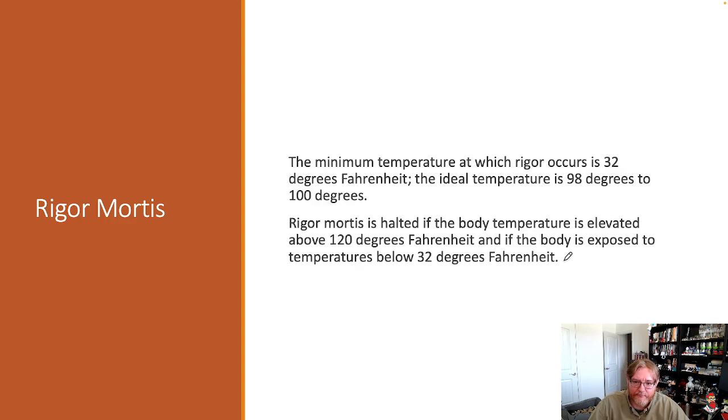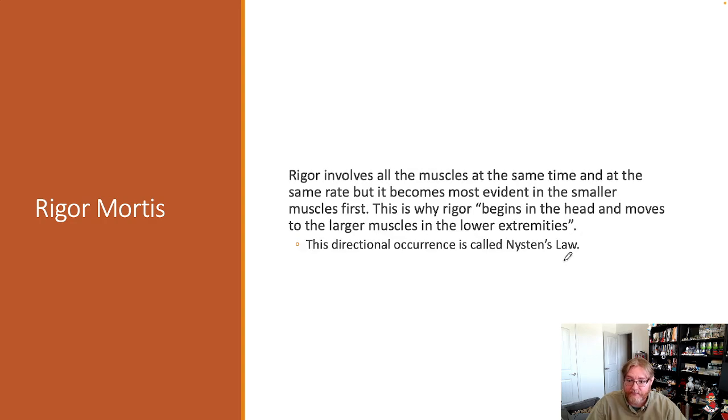The minimum temperature at which rigor occurs is 32 degrees Fahrenheit because below that, it freezes. The ideal temperature is 98 degrees because that's your normal body temperature, up to about 100. Rigor mortis is halted if the body temperature is elevated above 120 degrees Fahrenheit and if the body is exposed to temperatures below freezing.